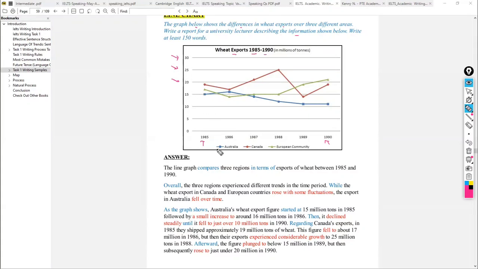Now, the areas that we have: Australia, which is the first area, in the blue color. The second one is Canada, which is in red color. And the final one is European Community, which is in the green color. So these are the 3 different places I have to describe in my image.